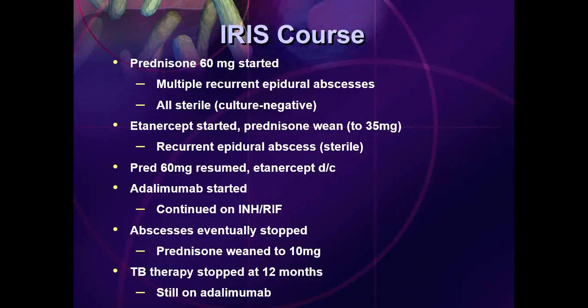So then in consultation with his treating physicians, we decided to restart his TNF blocker, and we started etanercept, thinking it has slightly less robust TNF blockade than other ones. Maybe it's safer. So we started that and started weaning his prednisone, and again he developed another abscess. This was also a sterile abscess. So we put his prednisone back up. We stopped his etanercept, and we started adalimumab, a more robust or strong, quote-unquote, TNF blocker. He stayed on INH and RIF, and eventually his abscesses stopped after this.